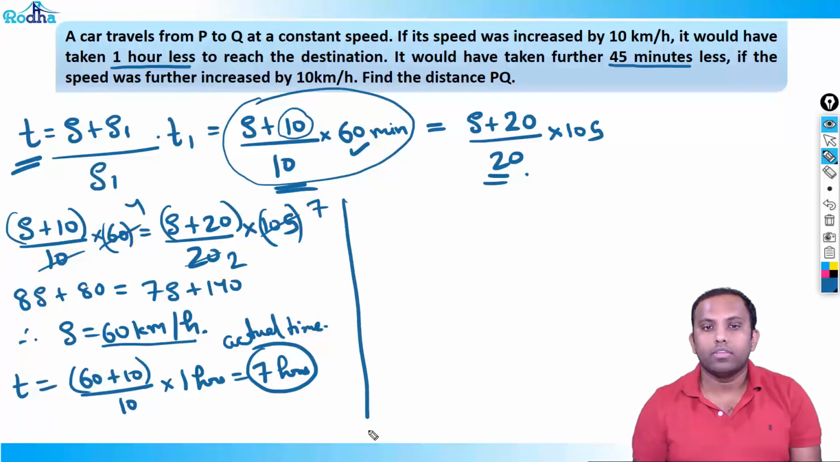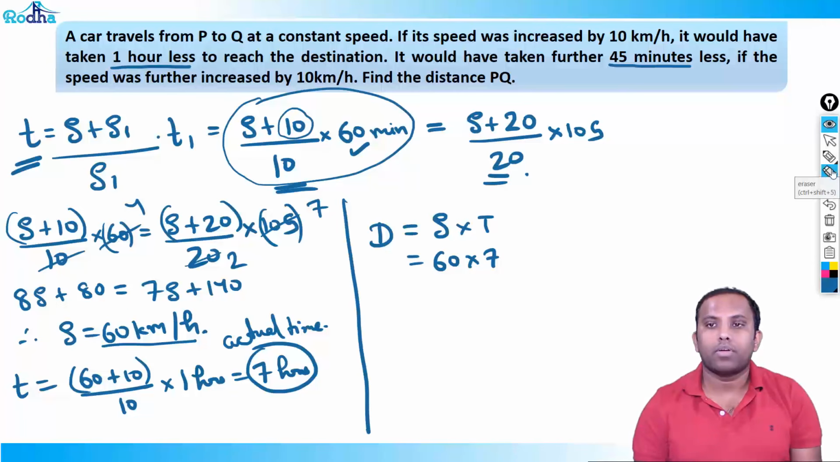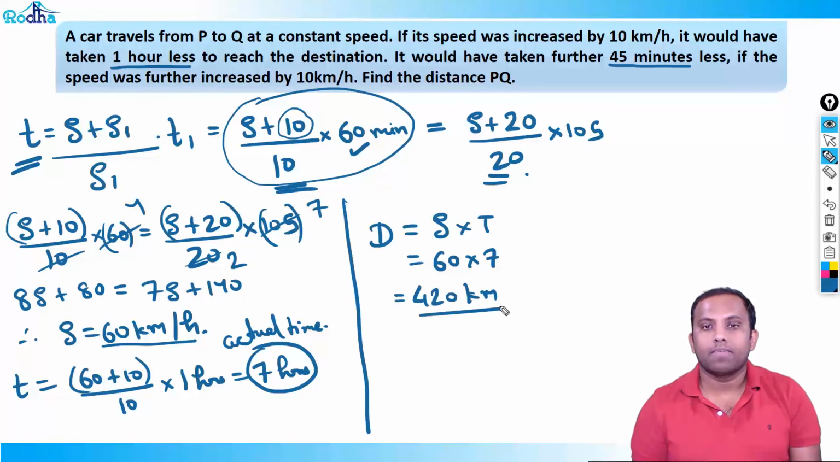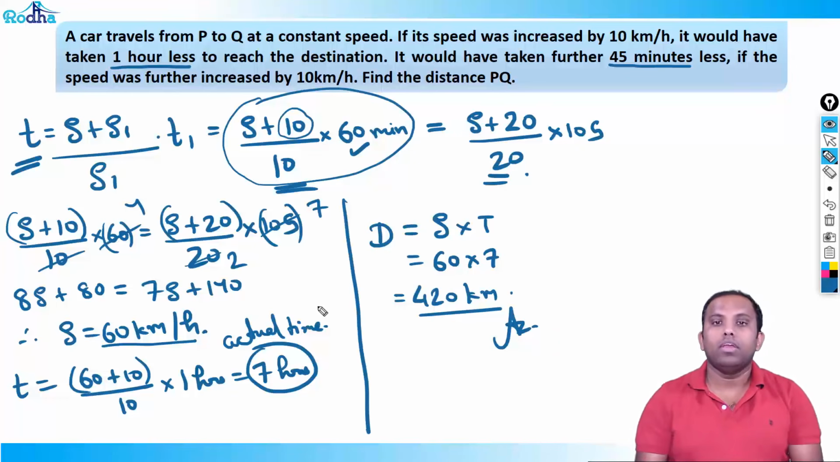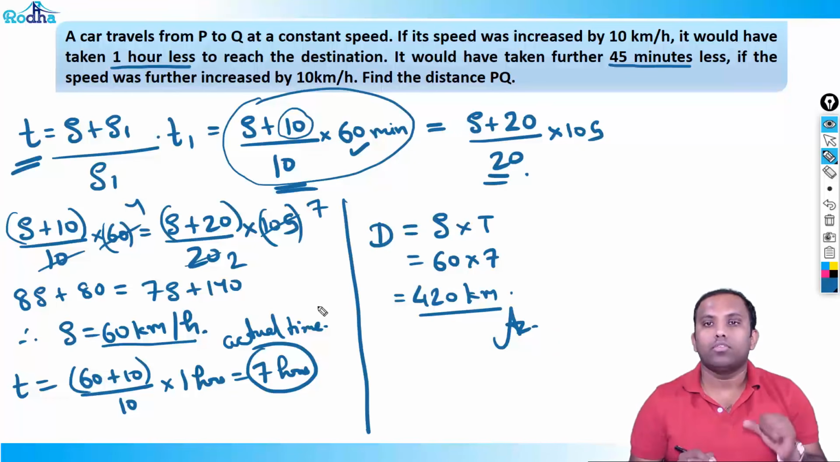Therefore, what is the distance? Distance is equal to speed into time, that is 60 km per hour into 7 hours. How much is it? It is 420 kilometers. That is the answer for this question: distance PQ is equal to 420 kilometers.